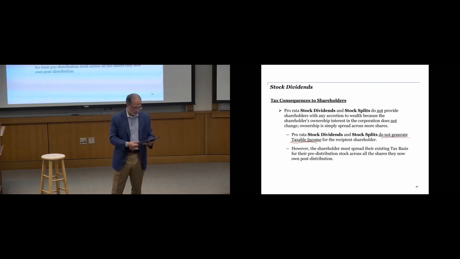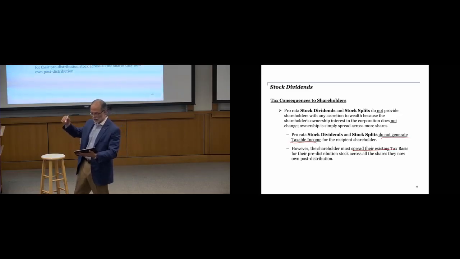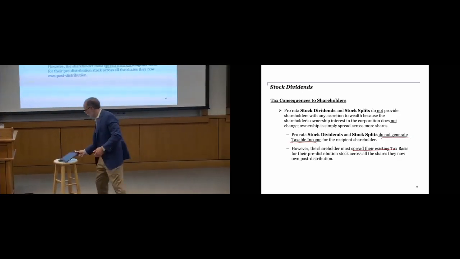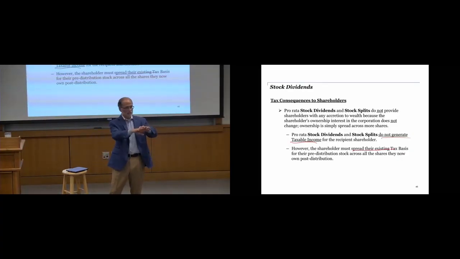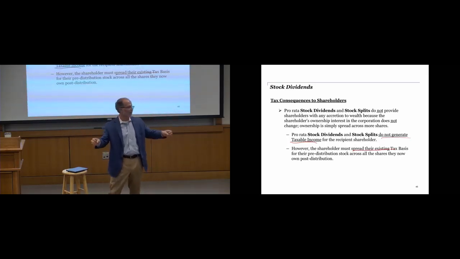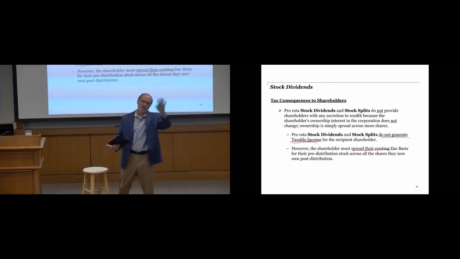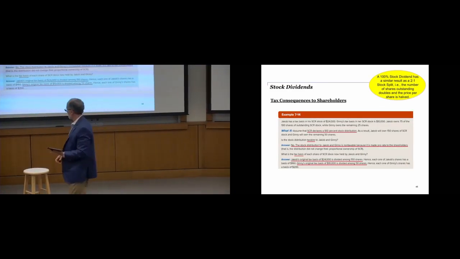However, you must spread your existing tax basis for the pre-distribution stock across all the shares you now own post-distribution. So if I had 100 shares of Apple, and Apple gives me a stock dividend, I have to take my basis in the 100 shares and spread it across all the shares I own, because the value of the shares went down per share. Tax basis goes down per share. But my net total fair market value and total basis is exactly the same. It's just that the old basis doesn't stay with my pre-stock dividend shares. Right? Okay, 714. I think we'll build on that a little bit.